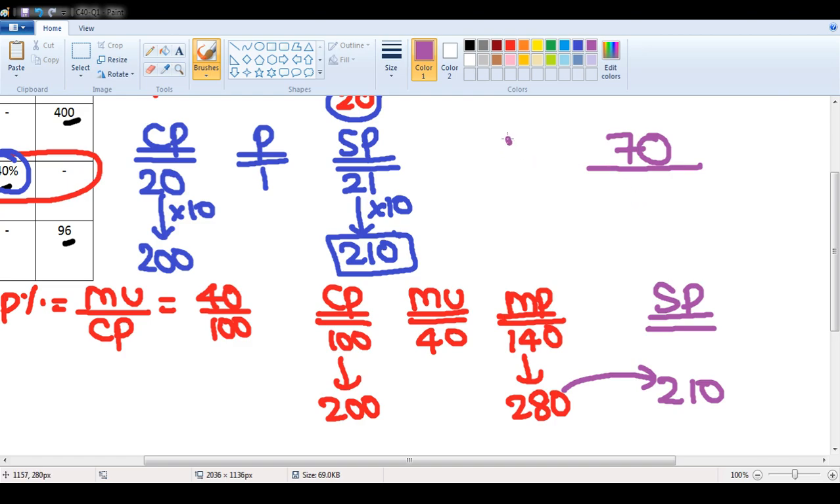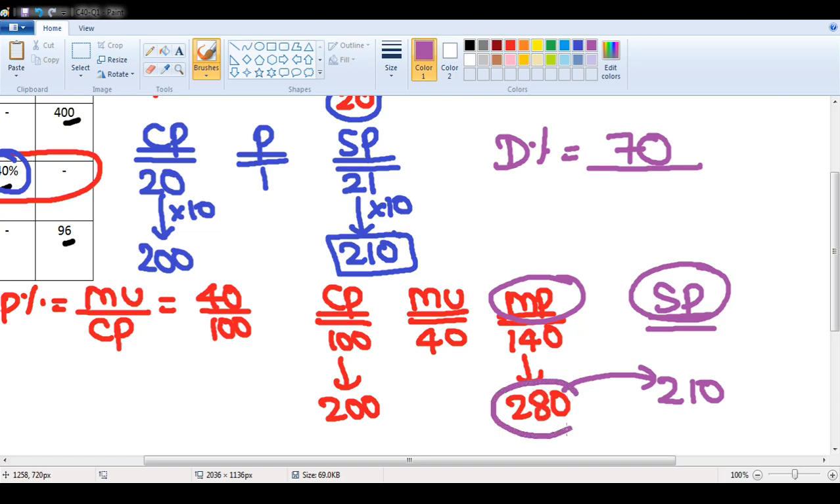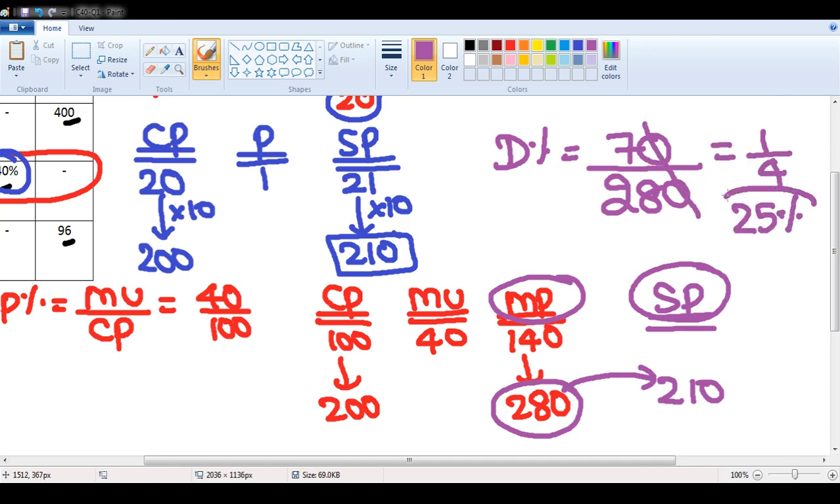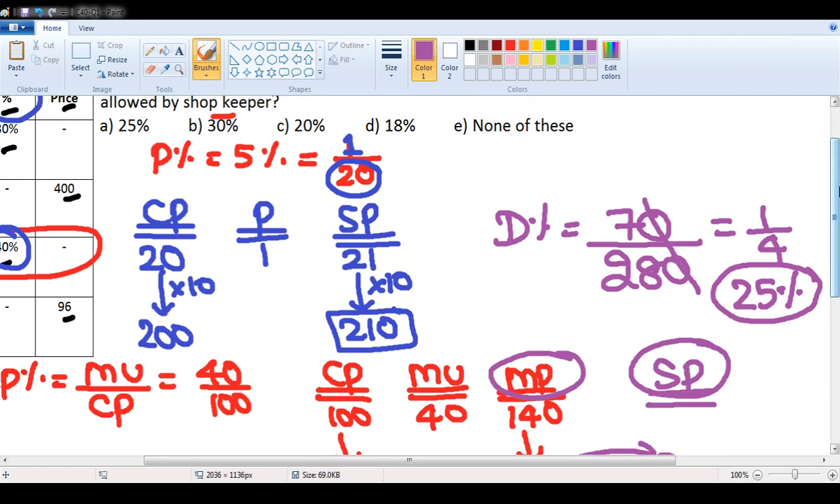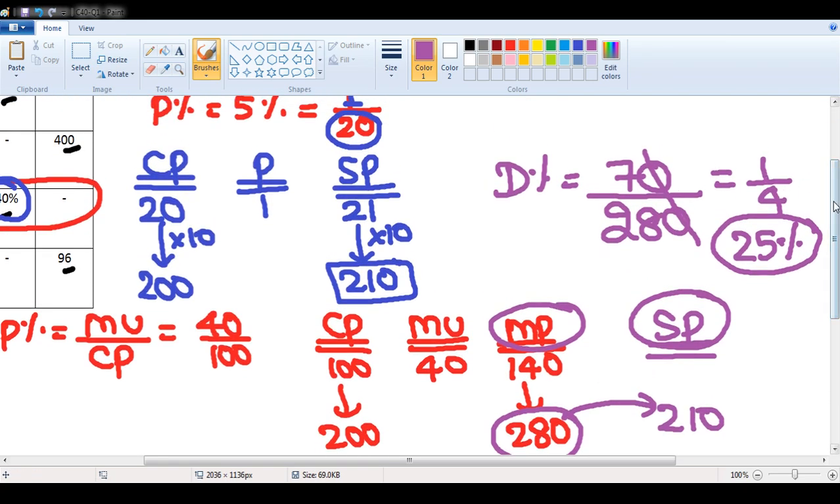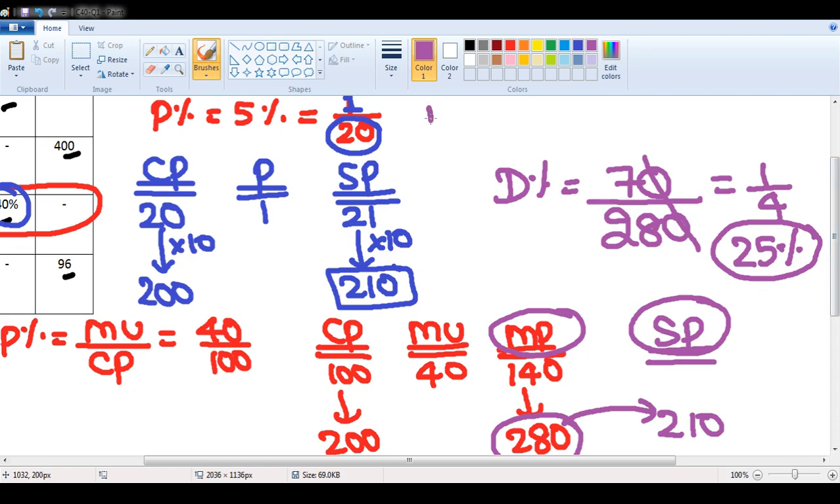Denominator should always be the initial value. Out of market price and selling price, which is happening first? Market price. So 280 should come in the denominator. 70 by 280 is 7 by 28, which is 1 by 4, which is 25 percentage. Too many calculations are involved in this particular method, and therefore I will call this method 1.